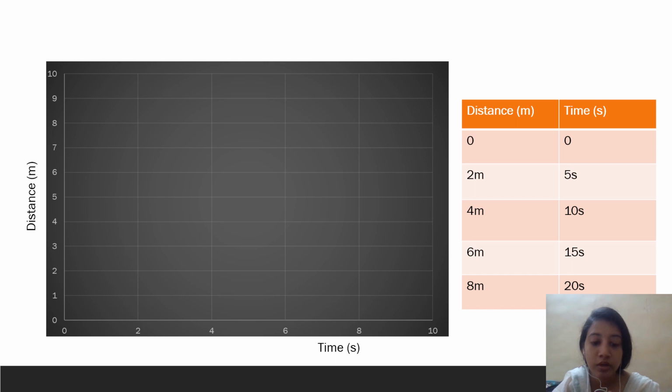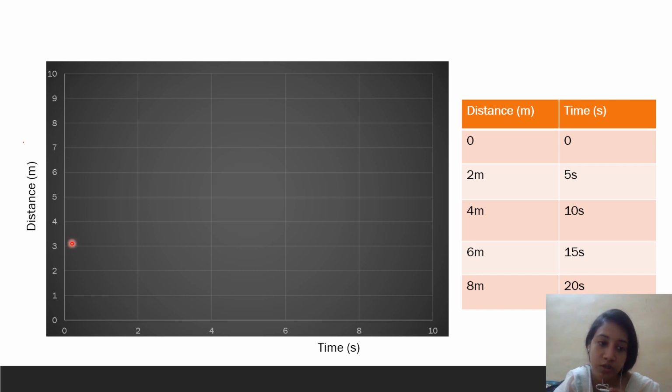First we have to mark the distance on the y-axis as shown here, and the time should be taken on the x-axis. You can see here time is taken on the x-axis, and the distance on the y-axis. You have to first carefully choose the scale of the graph to note down any values. Here it starts from 0 and the distance stops at 10. We have distance from 0 to 8, so this is okay for us.